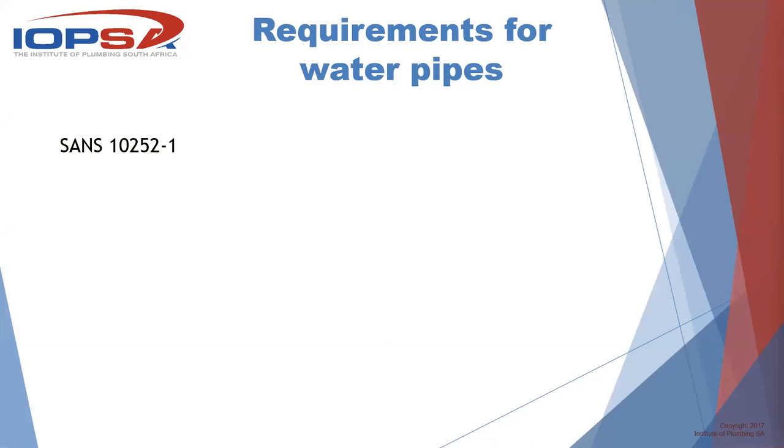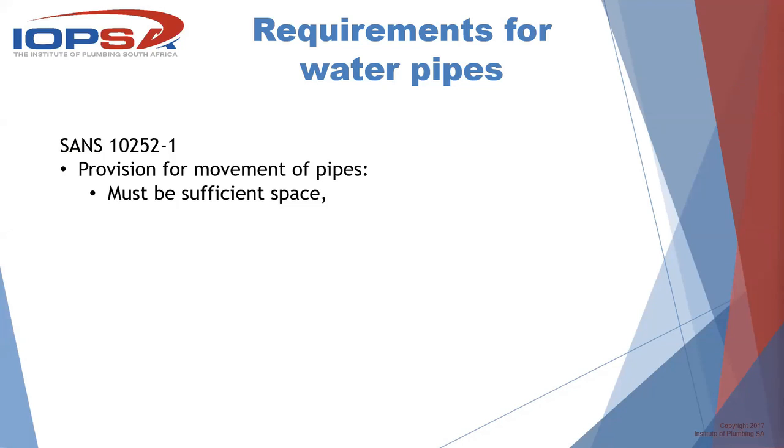Okay, water pipes. As I said, this isn't an in-depth, exhaustive examination. It's an overview and a reminder as to what we're trying to achieve. So 10252, same standard, except it's stroke 1. It's the first part of the standard, not the second part. It has a subsection called provision for movement of pipes. When you are installing pipes that must move, and this is particularly true in hot water installations, it requires that a pipe, especially plastic pipes, must be able to expand.